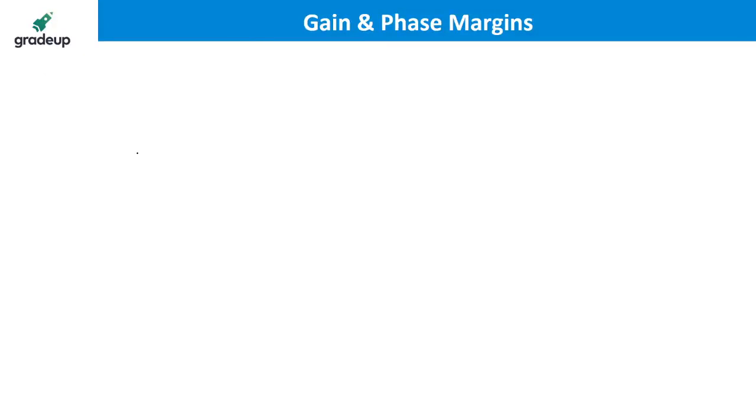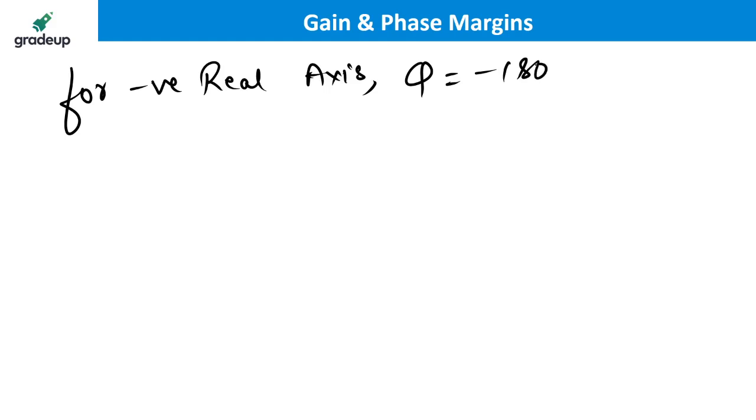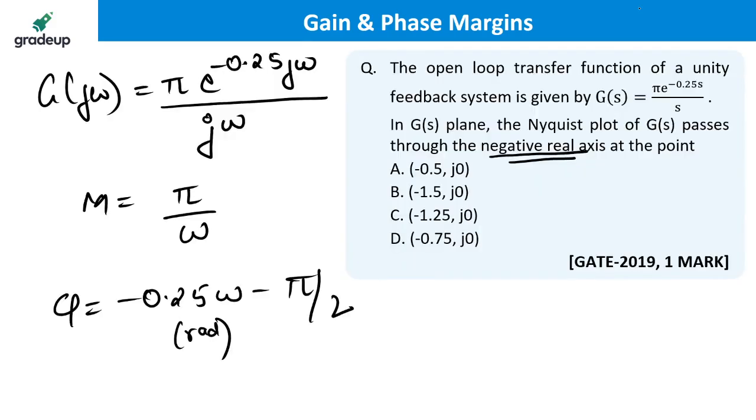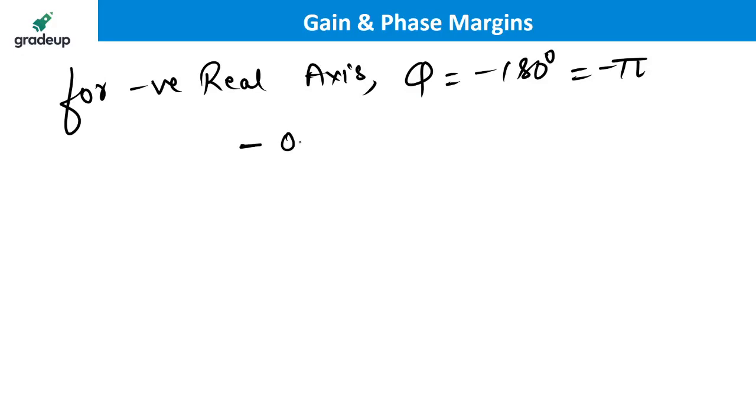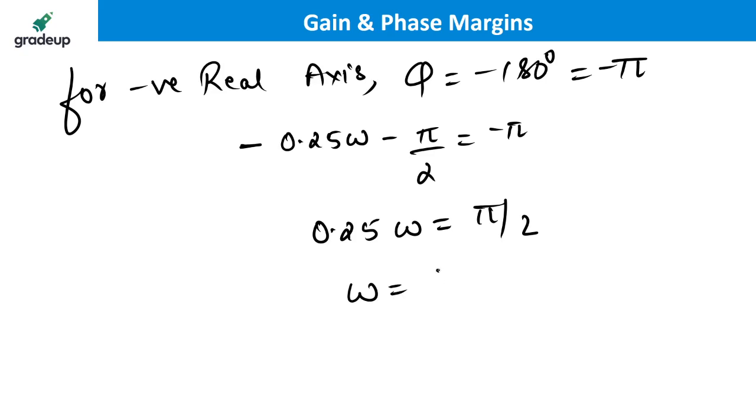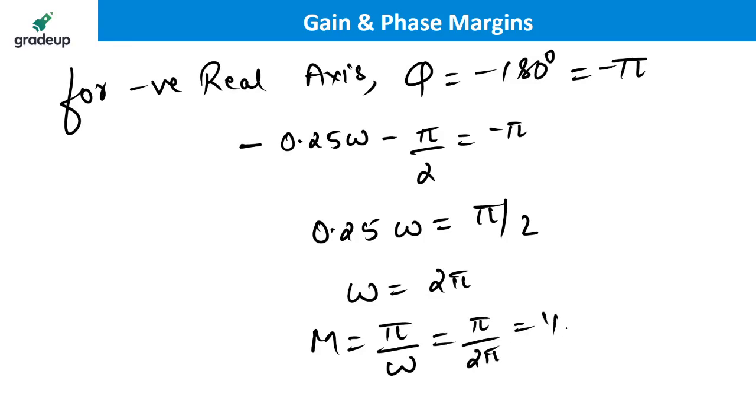For negative real axis, that is ωp point only, equate the phase as -180 degree or -π, because I have written the formula in the form of radian. So -0.25ω - π/2 is equal to -π. So 0.25ω after solving is coming as π/2. So ω will be equal to 2π. So what is the magnitude? It is given by π/ω. So that is π/2π, 1/2. So magnitude 1/2 on the negative real axis.